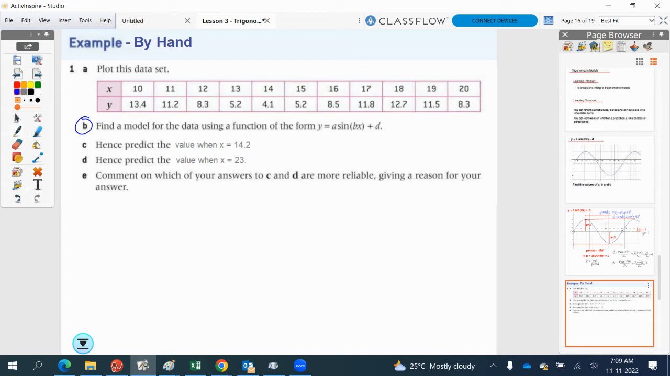I'm looking for the largest value in my data set. So here is the largest y value. I'm going to assume that's the maximum. Looking for the smallest value in the data set, and here, I'm going to have to assume that this is the minimum. So this is a max, this is a minimum. So I can use these now to find the coefficients a, b, and the constant d.